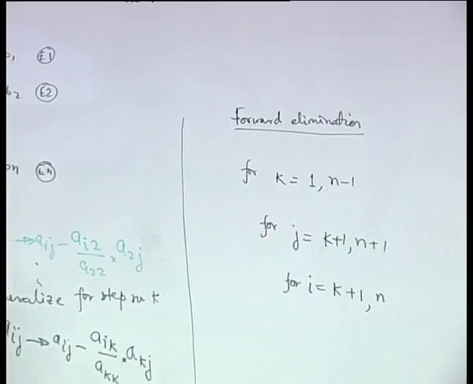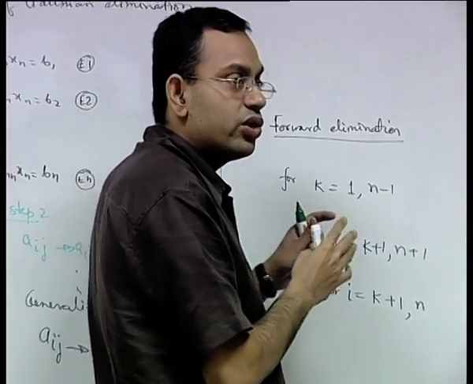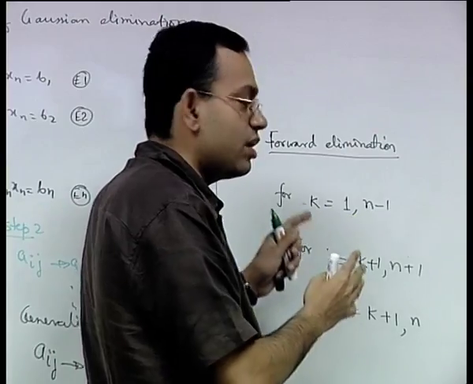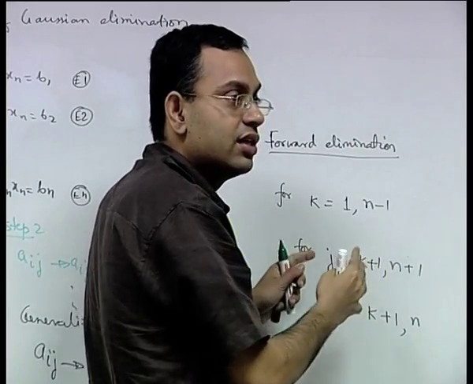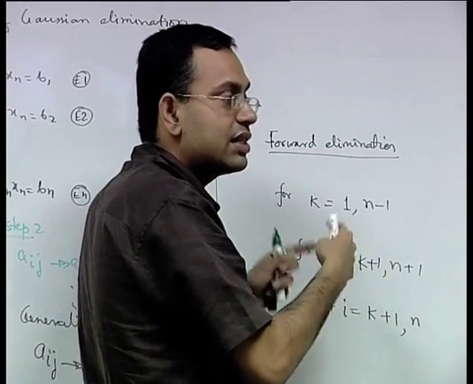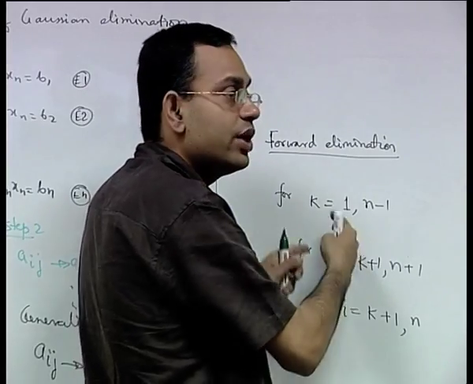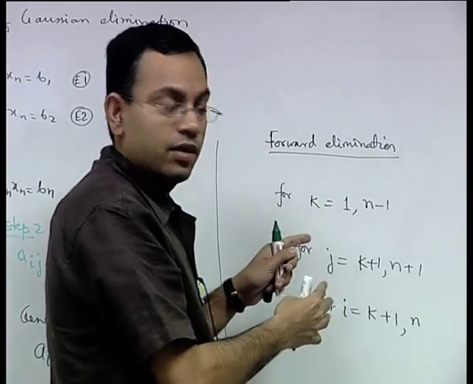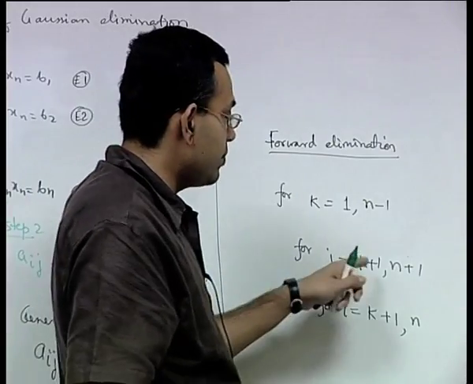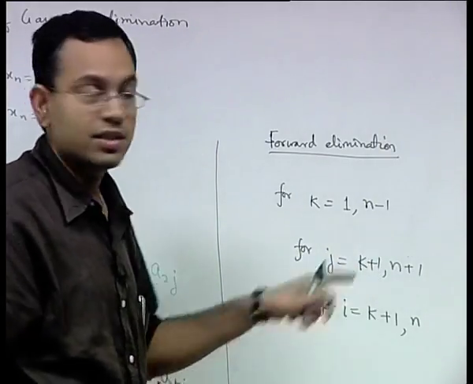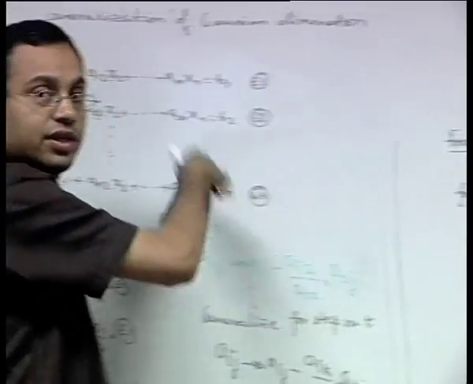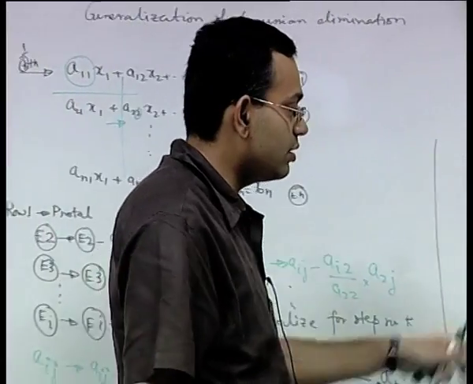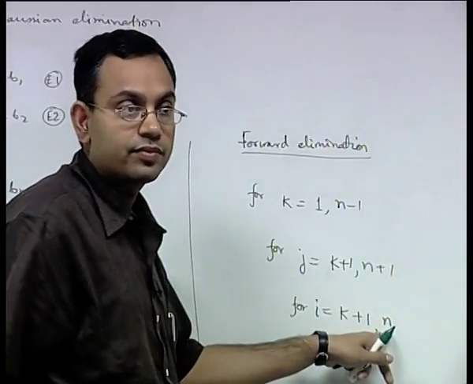Now let us see, we have not yet formalized. I am trying to go through the mental exercise instead of writing the algorithm as it is. Let us go through some mental exercises to see what should be the best way to put it. So I have just put the structure. j is from k plus 1 to n plus 1, because you have the right hand side also included in the column, but i is up to n.